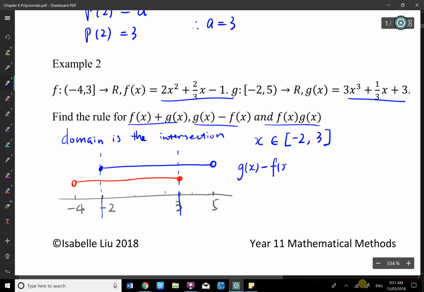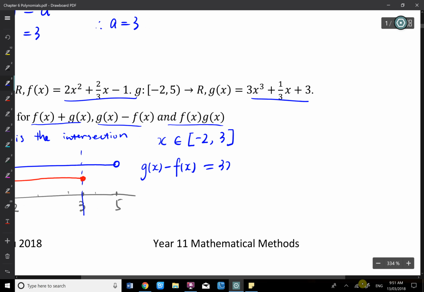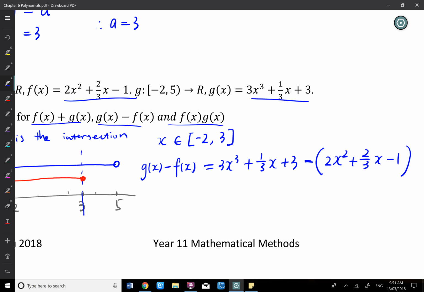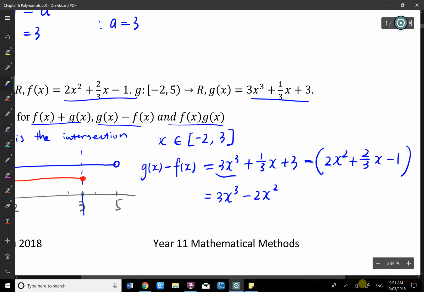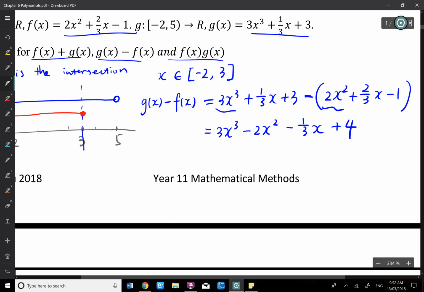At g(x) minus f(x), what I will have is 3x cubed plus a third x plus 3, minus a bracket 2x squared plus 3x minus 1. Well, what I have is 3x cubed minus 2x squared. For the x term, a third minus 2/3, so you have a minus a third x. And then 3 minus -1 will be plus 4. That's the rule for g(x) minus f(x).